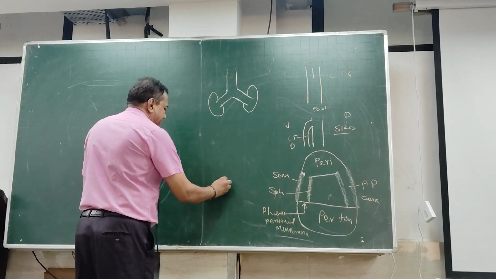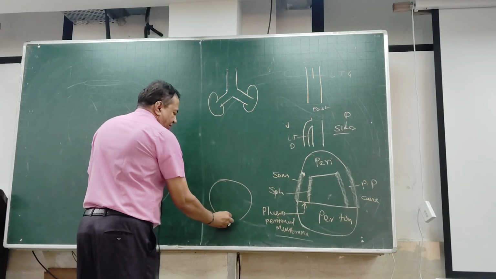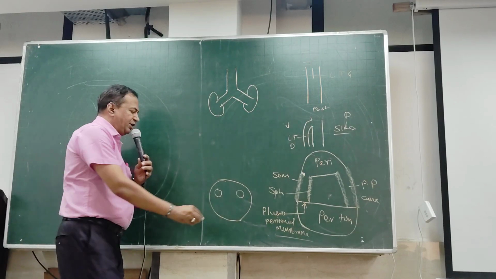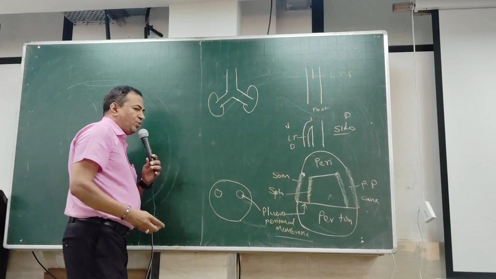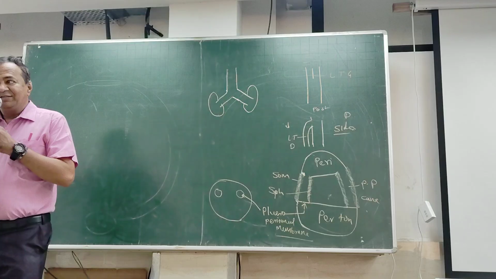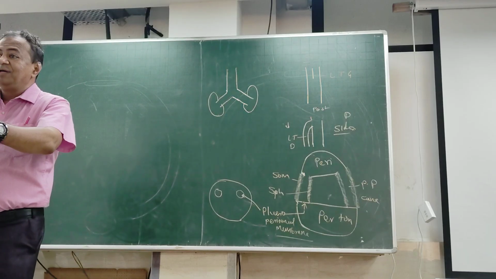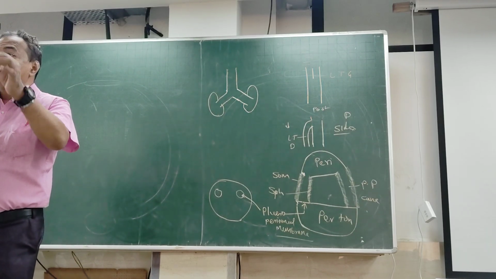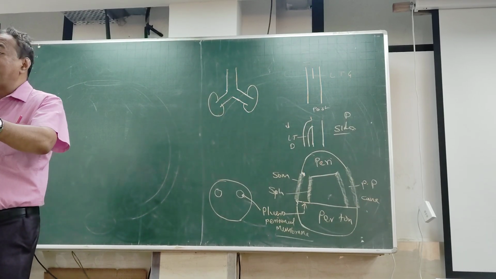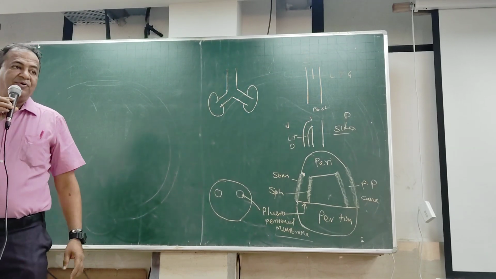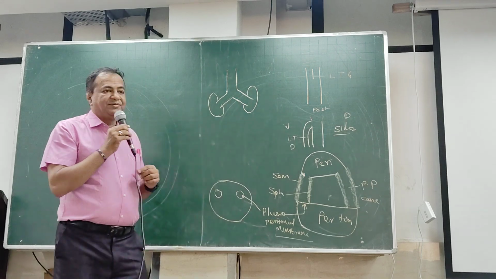So if this is the diaphragm, the posterolateral portions will be contributed by pleuroperitoneal membranes. That means a posterolateral hernia in the diaphragm is because of defective development of pleuroperitoneal membranes.